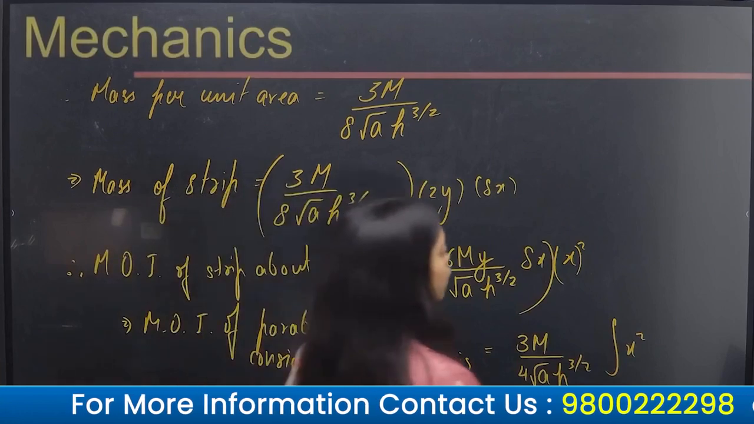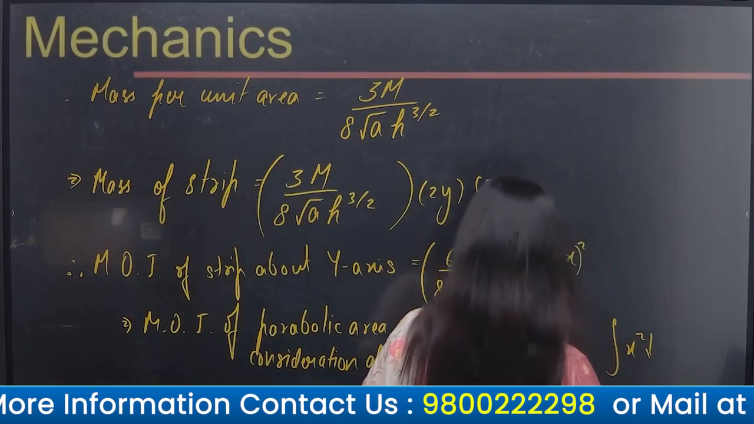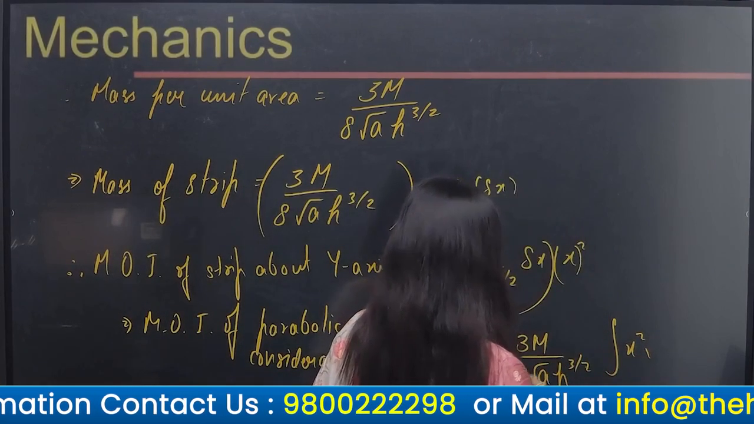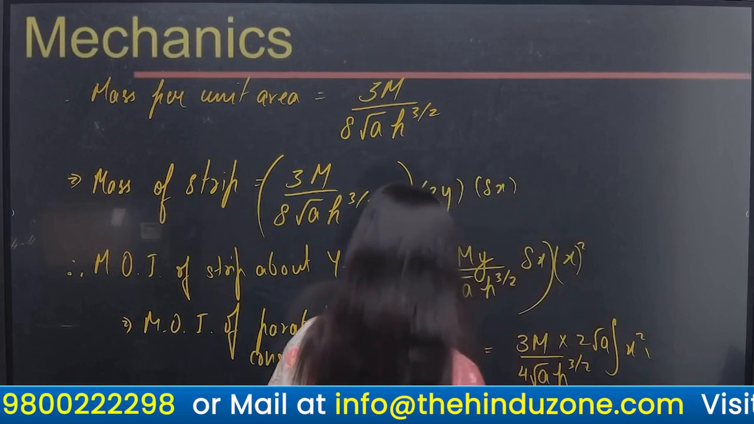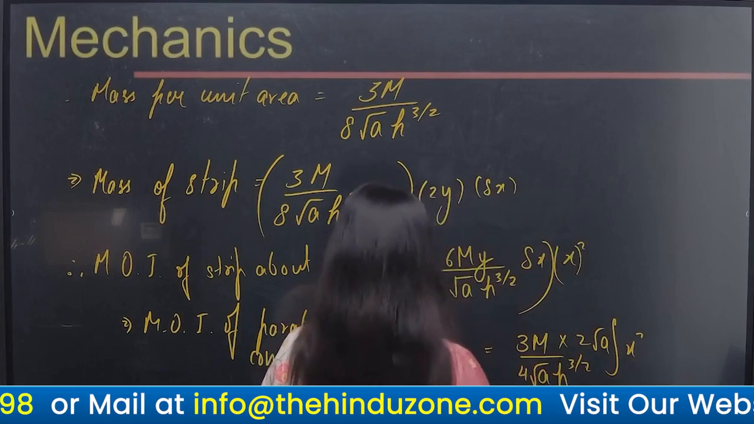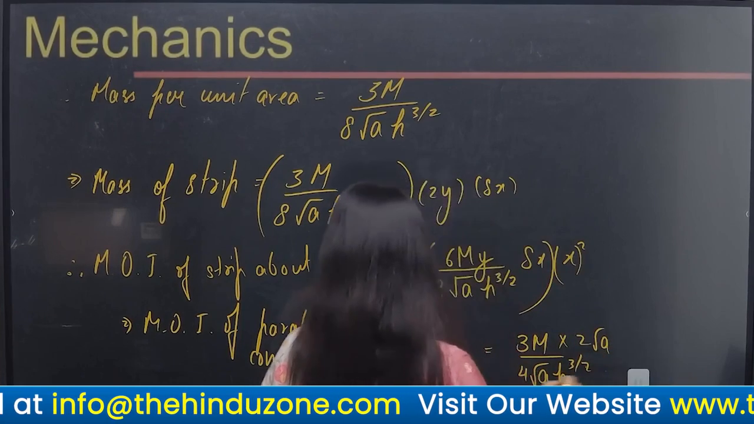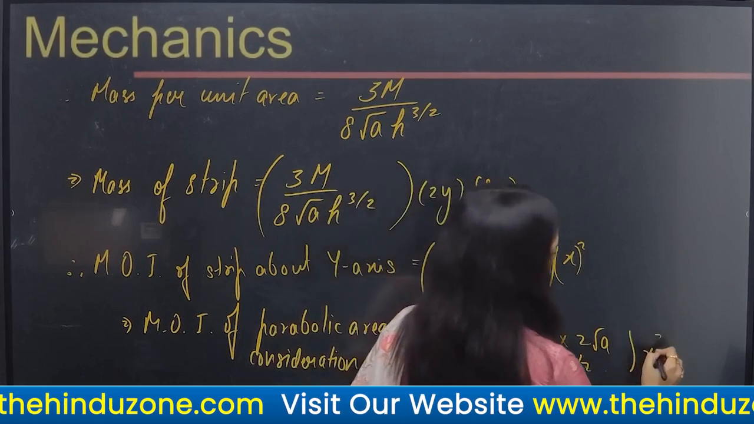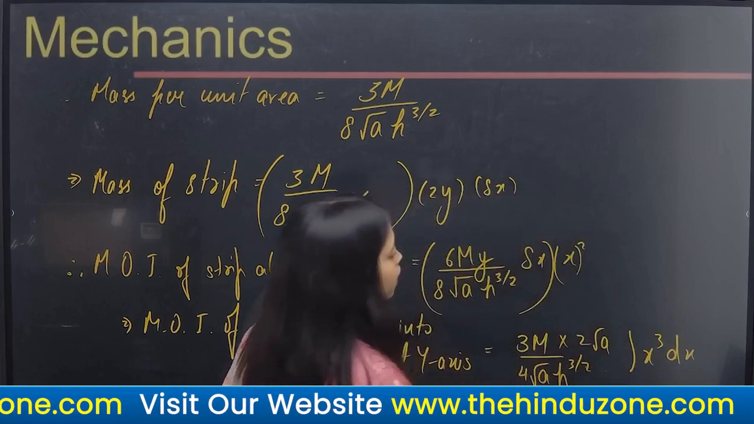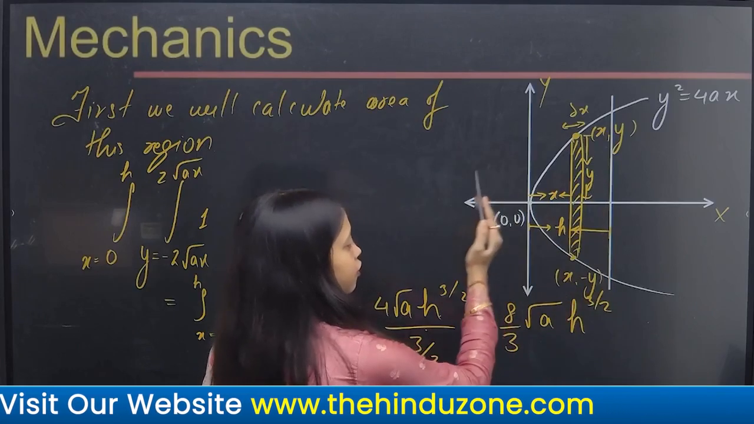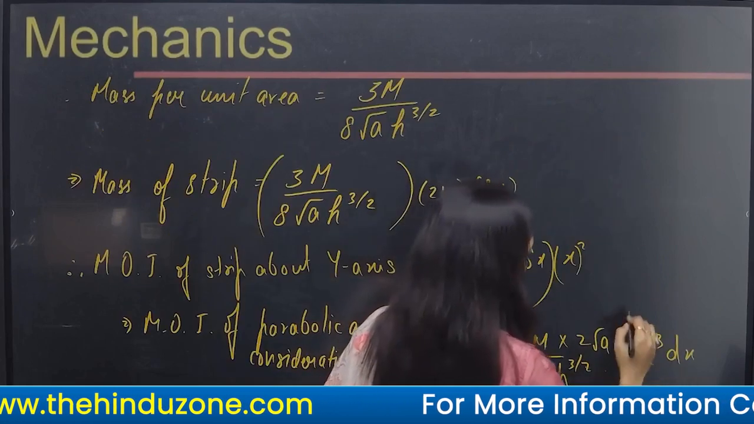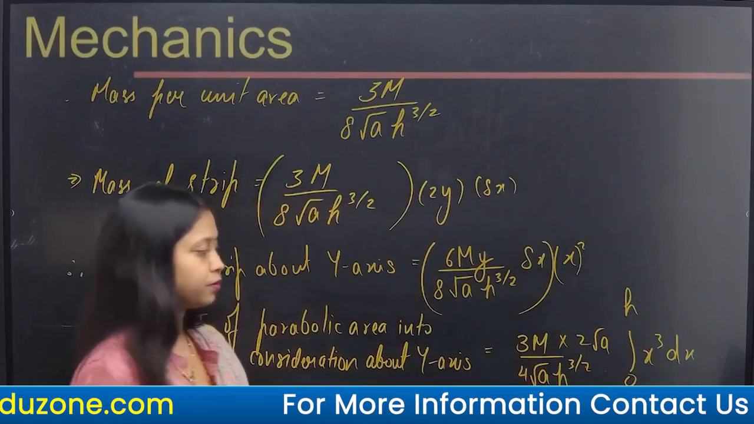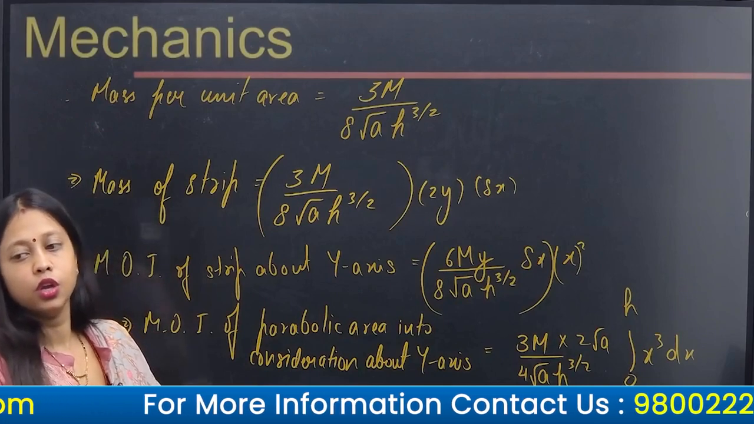Y is root of 4, so that is 2 outside, and root a is also outside. x, so this will become x cube dx, and the limit of x is from 0 to h. This is from 0 to h.